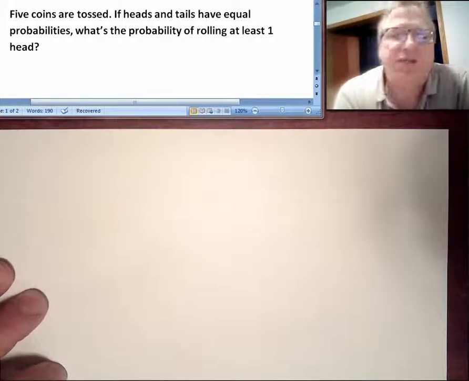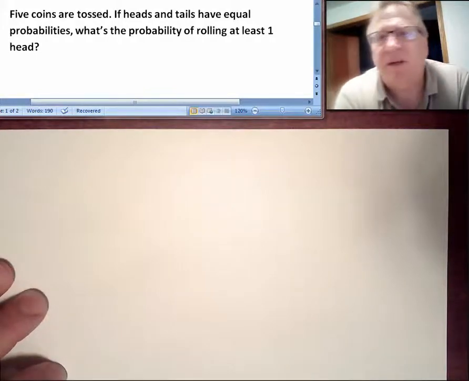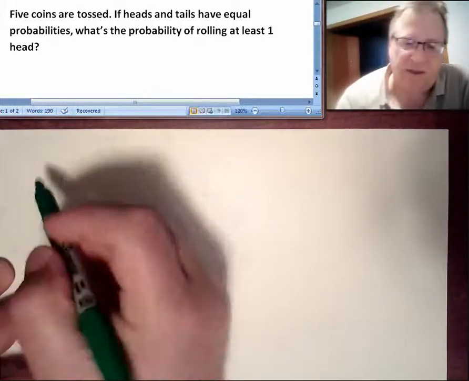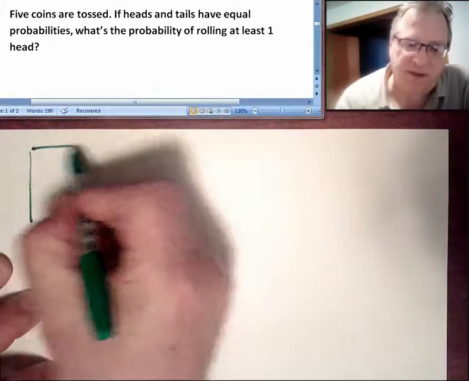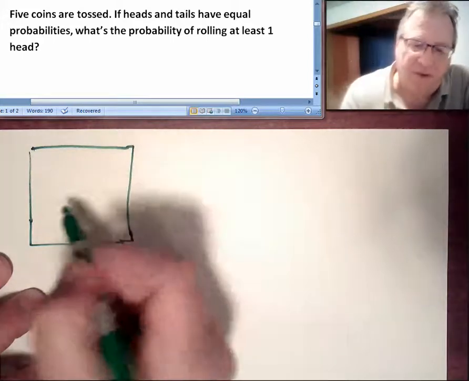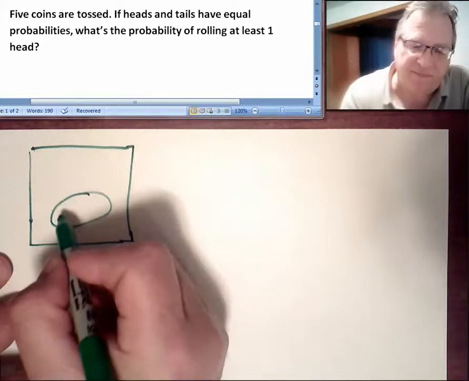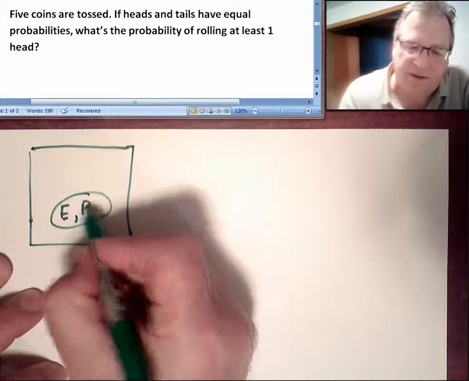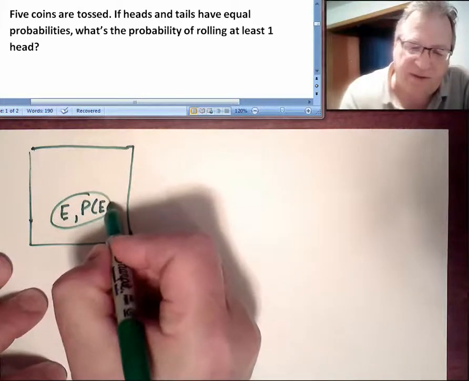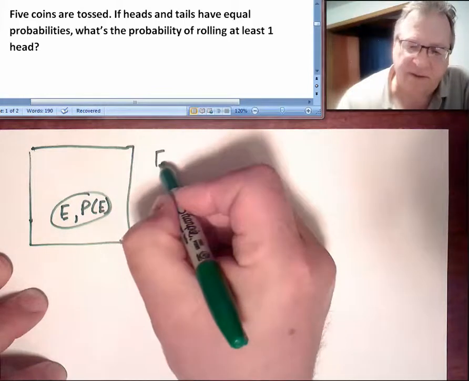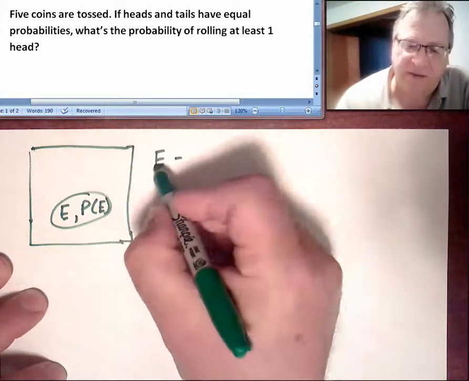Sometimes it's easier to calculate the complement of a probability rather than calculate the probability itself. Let's look at an example where this can help us solve a problem. We have an event E, with an associated probability of E.